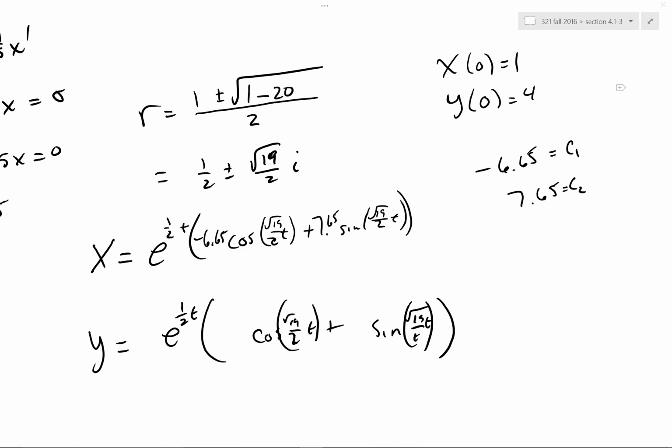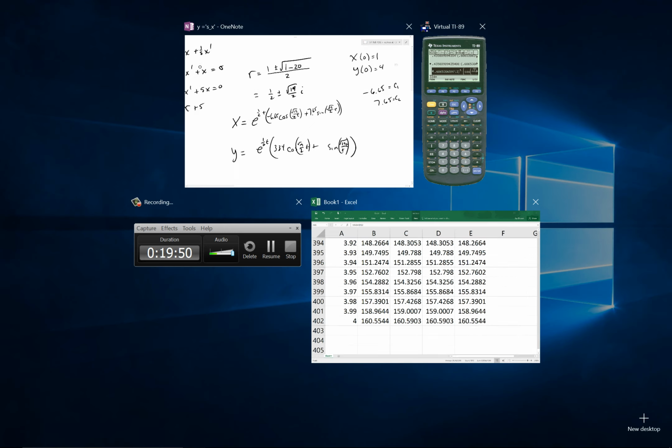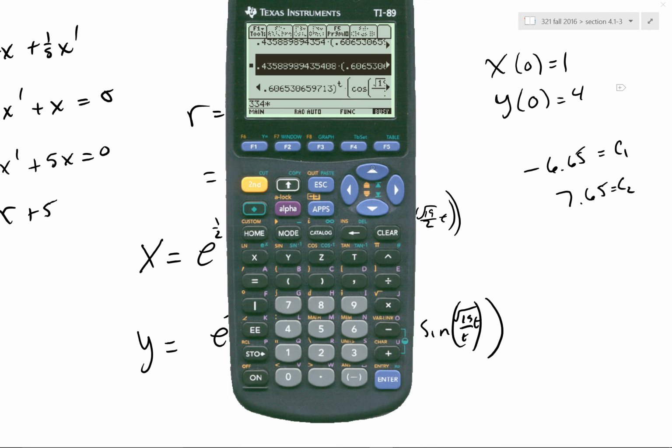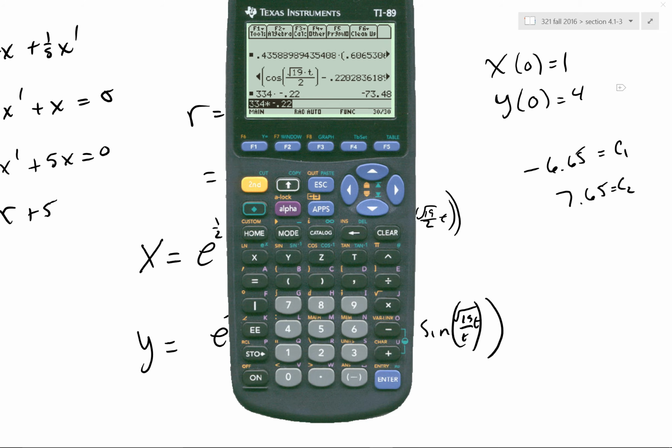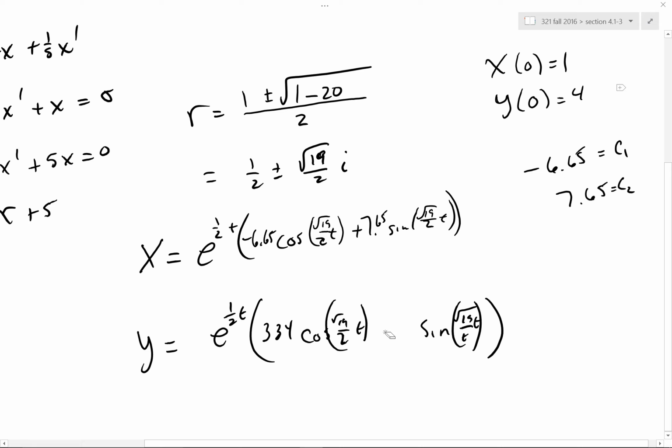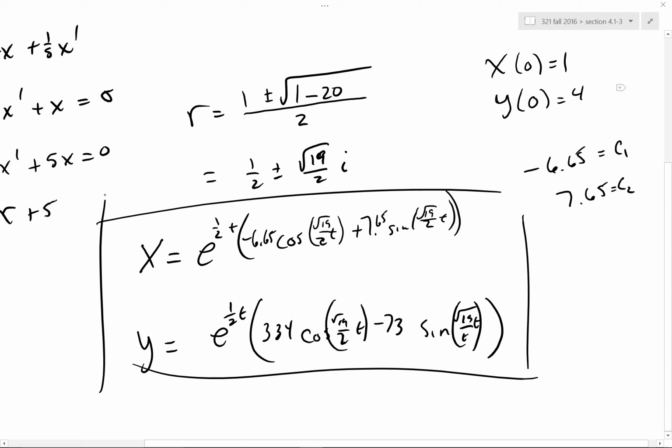So notice it's just 334 right here, because that's a 1 in front. And then what's in front of the sine? Negative 0.22. So negative 73. These are the systems that will solve that thing. Notice that it is increasing in size, so it's going to keep expanding. Both of them will just keep going up and up. And that's great.